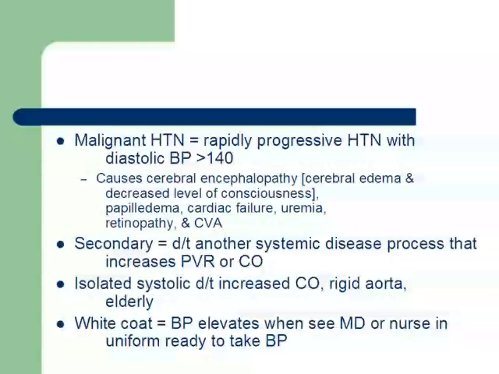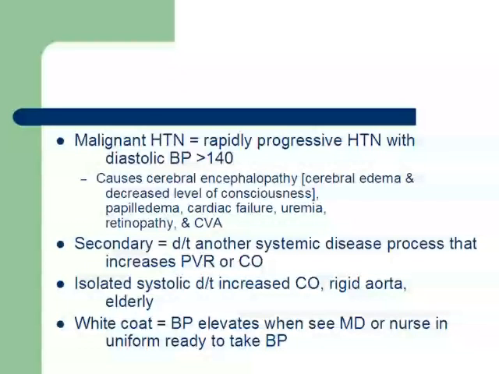Secondary hypertension means that it's due to another systemic disease process that increases either peripheral vascular resistance or cardiac output. And the primary disorder that causes secondary hypertension is renal disease. If you have kidney disease, that's going to affect your renin-angiotensin-aldosterone system, and that is going to cause an increase in hypertension. Remember, primary disease is of the system itself, so that'd be the cardiovascular system. Secondary is outside the cardiovascular system, so in this instance it'd be renal.